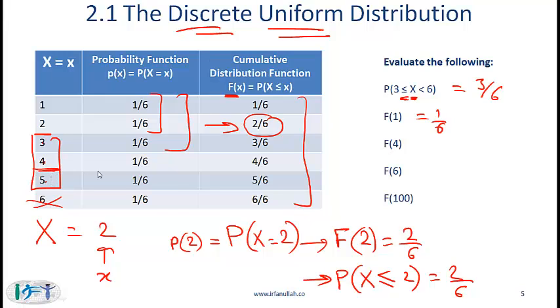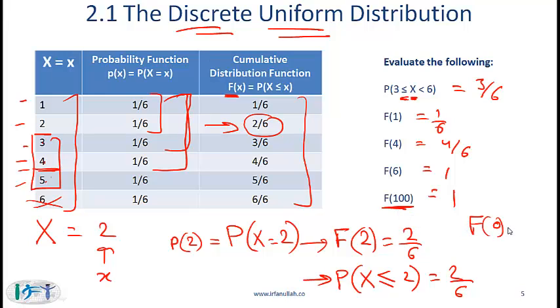F4 would mean that we get to this point, so we add all these, that would be equal to 4 over 6. F6 is equal to 1, because that covers all 6 outcomes. And then F100 would mean what is the probability of the random variable taking on some value that is less than or equal to 100. And that probability is also 1, because all these 6 outcomes are covered under this situation. So they are all less than 100. The cumulative probability F0 would be 0, obviously.